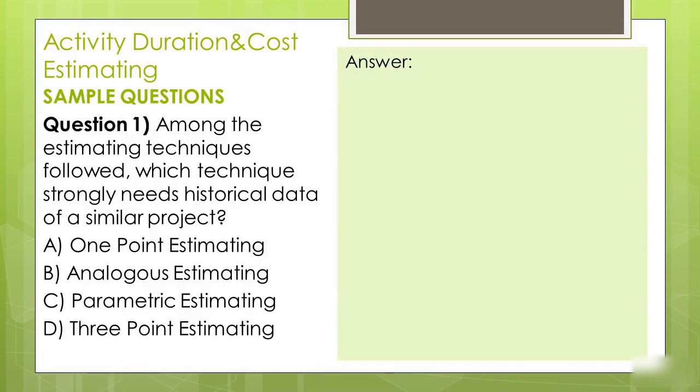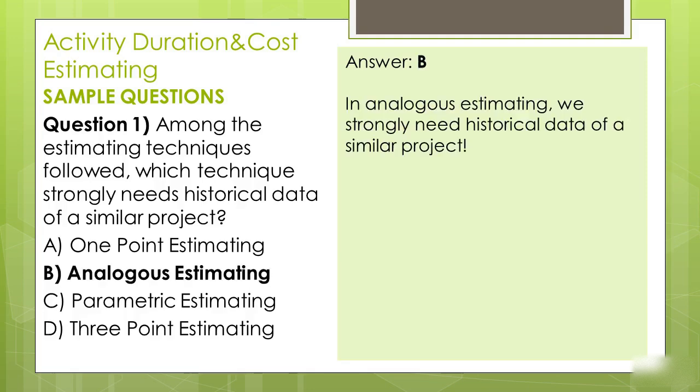Sample questions. Question number 1. Among the estimating techniques followed, which technique strongly needs historical data of a similar project? A. One-point estimating. B. Analogous estimating. C. Parametric estimating. D. Three-point estimating. Which one do you think? Answer is B. Analogous estimating. In analogous estimating, we strongly need to have historical data of a similar project. Don't forget, in analogous estimating, the project should be similar so that we can predict our estimation.